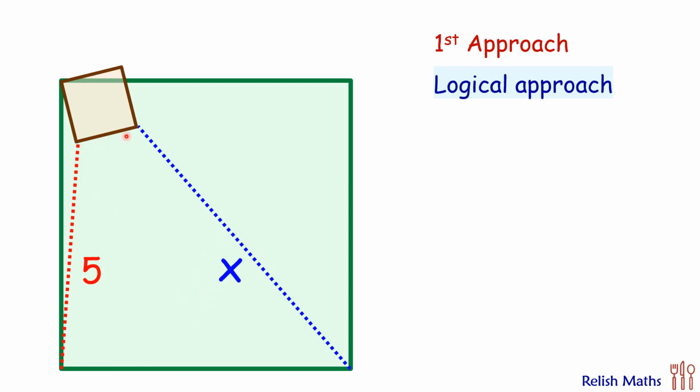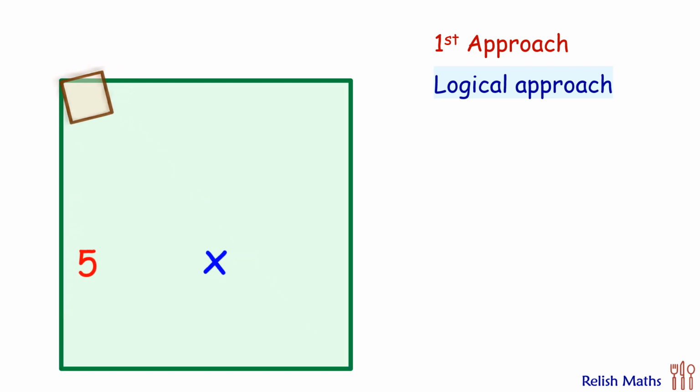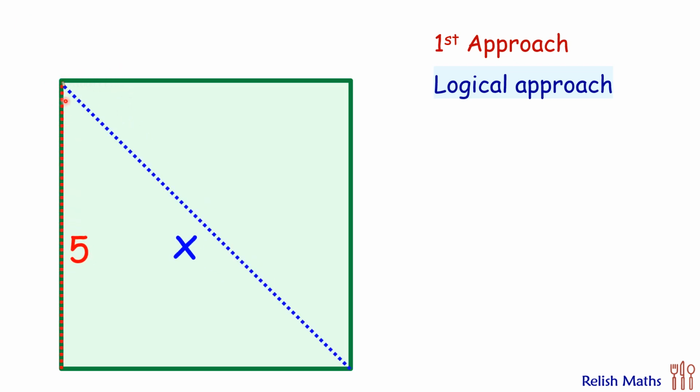What if we reduce the size of the square further and further till it becomes a point square? Here our square has become a point square. So the distance between this vertex, that 5, becomes the side length of the green square, and the distance between the other two vertices becomes the diagonal of the green square. And we know that the diagonal length of a square is root 2 times the side. So x is equal to 5 root 2 centimeters.